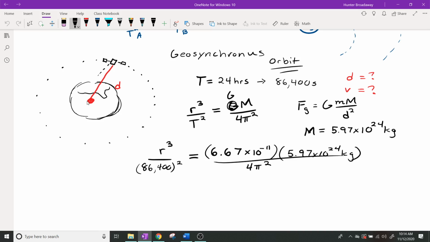Yeah, but you do have the AC. You do have the acceleration. And you could say that AC is equal to v squared over r. You don't necessarily need the mass.